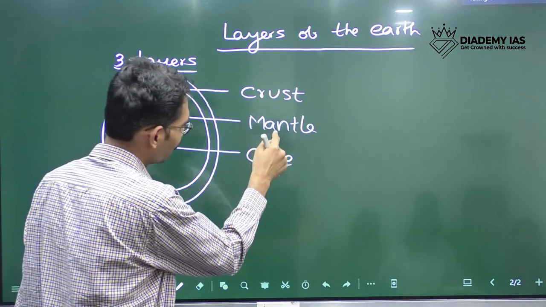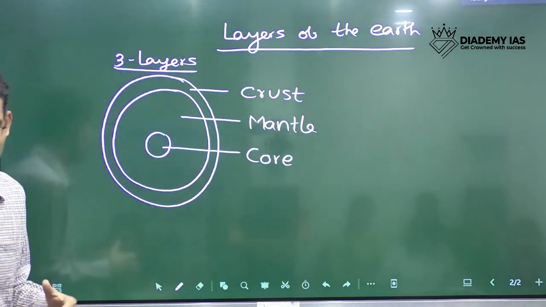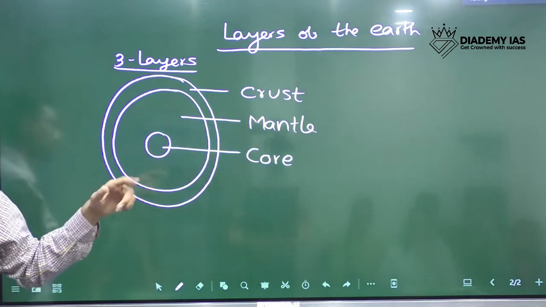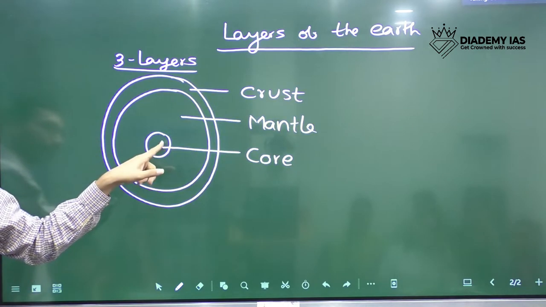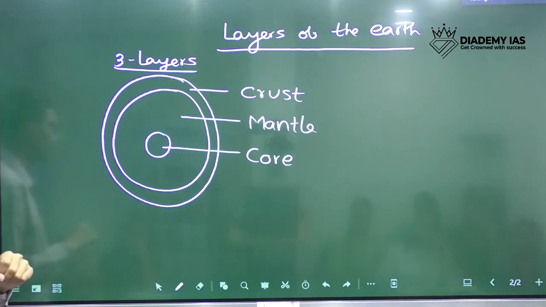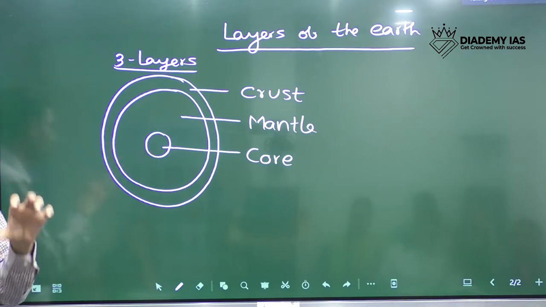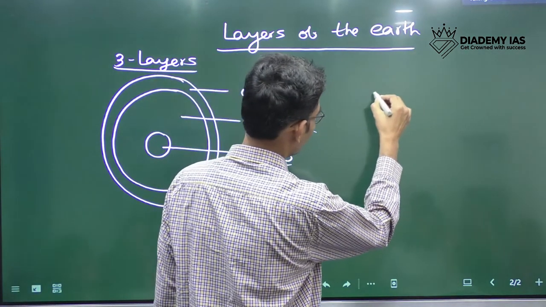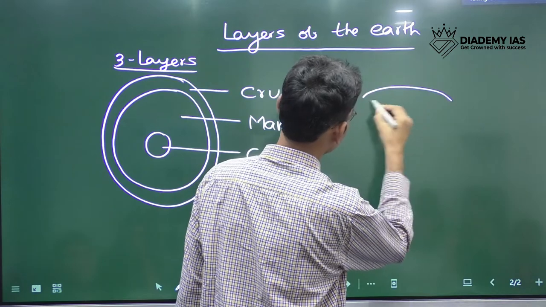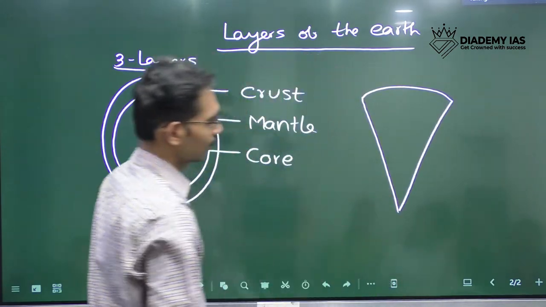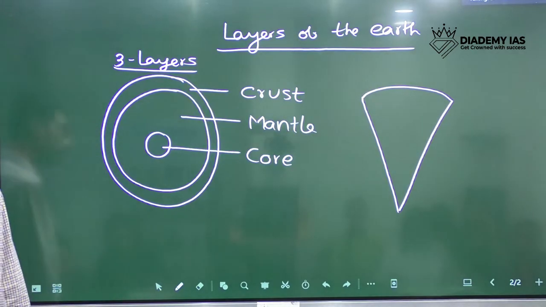Now within crust, mantle and core, again some kind of divisions are there based on the different chemical properties and physical properties. Within core also, some part is liquid, some part is solid. Within mantle also, some part is solid, some part is semi-liquid. Now that one, you just we will take only this.